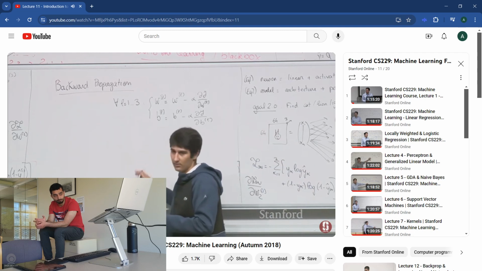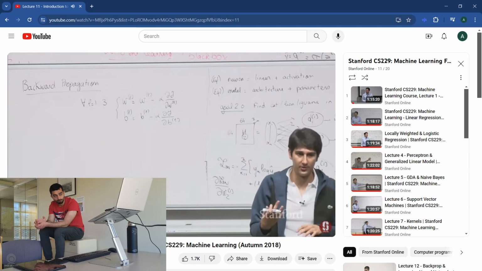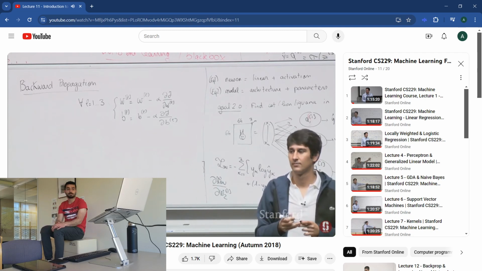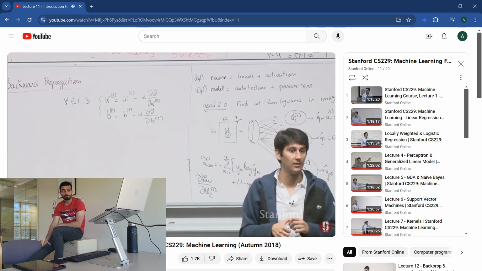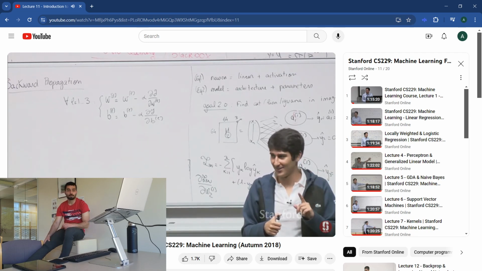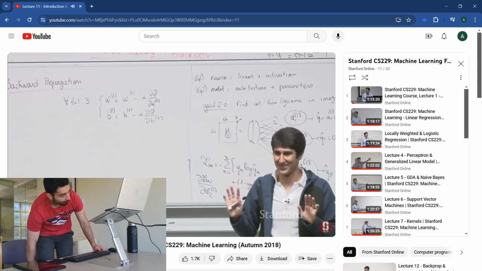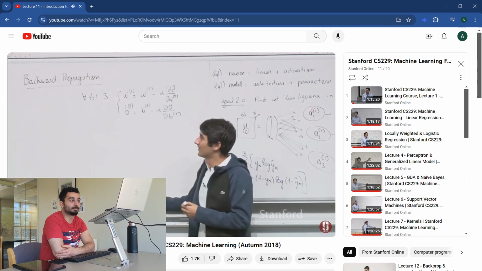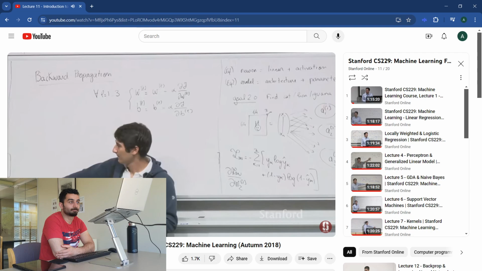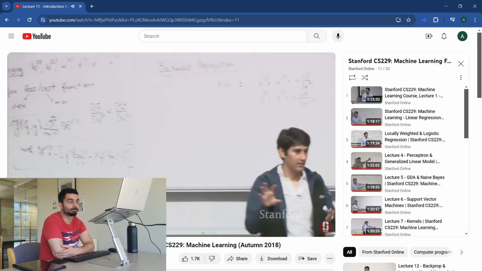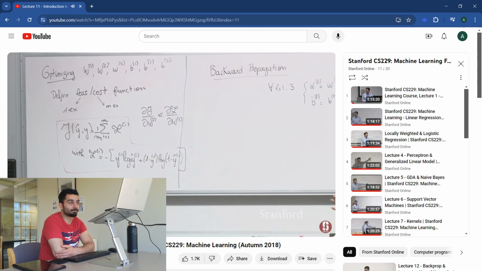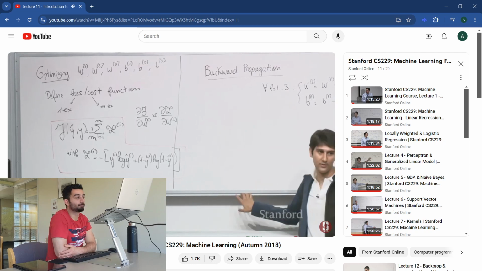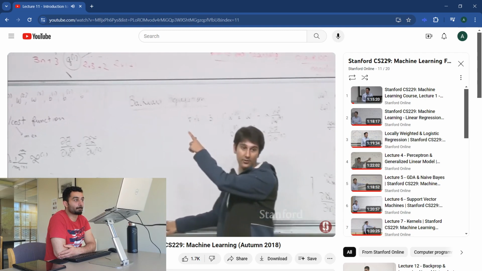Which derivative do you want to start with? The derivative with respect to W1, W2, or W3, let's say, assuming we'll do the bias later. I think we should do W3, because it's the last layer. If you look at this loss function, is the relation between W3 and the loss function easier to understand, or the relation between W1 and the loss function? W3, because it is the last layer. W3 happens much later in the network.